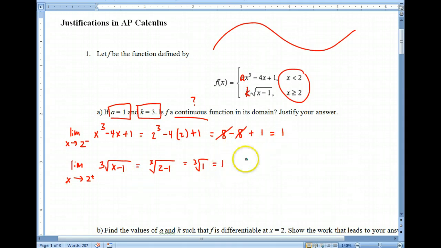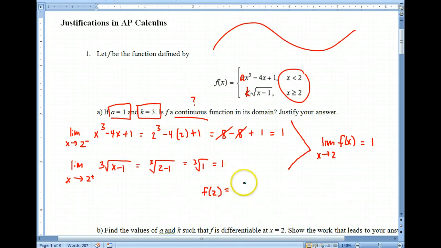That's not quite enough. We're just saying that the limit from the left and the right are equal. They're approaching the same point. So what these two things say is that the limit of f of x as x approaches 2 from both sides is equal to 1. That's all this is justifying. What we also need to do is to show that f of 2, the actual value, is equal to 1.